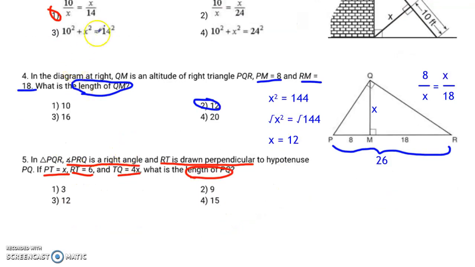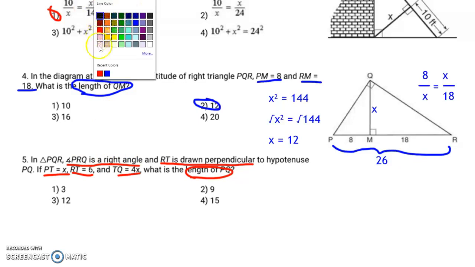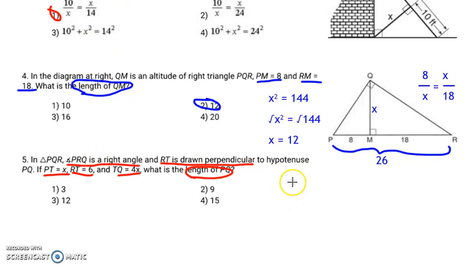In question number 5, I wanted to draw it out for you here. It tells us that PRQ is a right angle. Don't panic if you don't have the picture, because you can easily draw a picture like what I'm going to do now. It says PRQ is a right angle, so the first thing I'm going to do is draw a right angle, and that right angle is going to be PRQ. So I'm going to label it up here.